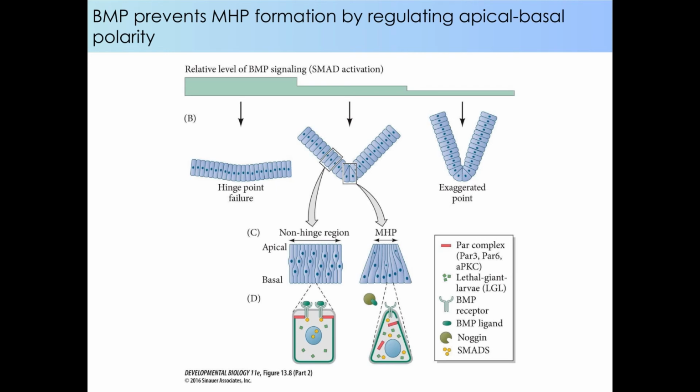So how is it that intermediate levels of BMP lead to the formation of the hinge points? Well, higher levels of BMP lead to the recruitment of proteins that stabilize the junctions or the connections between cells. And that prevents folding by keeping the size of the cell even across the apical and the basal regions of the cell. At lower levels of BMP, such as in the presence of noggin, which is represented here, the cell junctions are destabilized, and that allows the formation of an apical constriction by actin and myosin filaments. So that allows the cell to change shape.